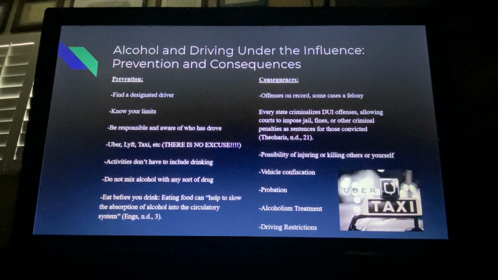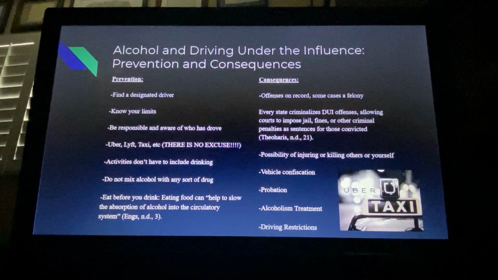So I don't get why people do it. Activities don't always have to include drinking, so you can do something fun that doesn't require it, and then you all get home safe. And obviously don't mix alcohol and any sort of prescription drugs or even drugs. What also helps is eating before you drink. It was actually found that food helps slow the absorption of alcohol in the circulatory system.